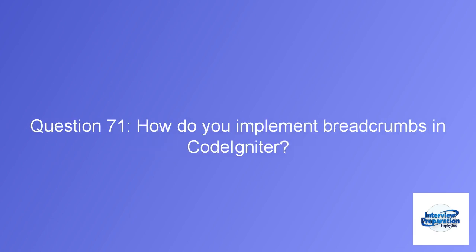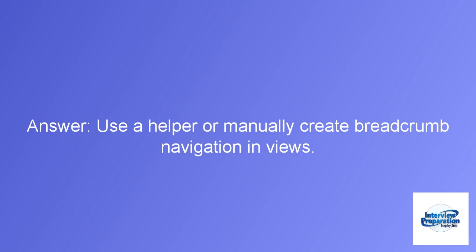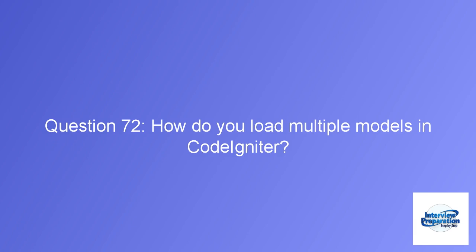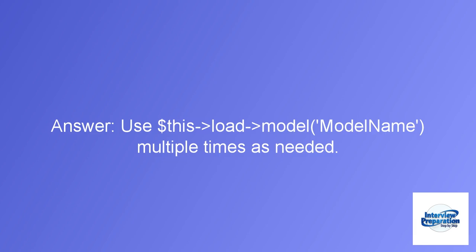Question 71. How do you implement breadcrumbs in CodeIgniter? Answer. Use a helper or manually create breadcrumb navigation in views. Question 72. How do you load multiple models in CodeIgniter? Answer. Use $this->load->model('name'), multiple times as needed.